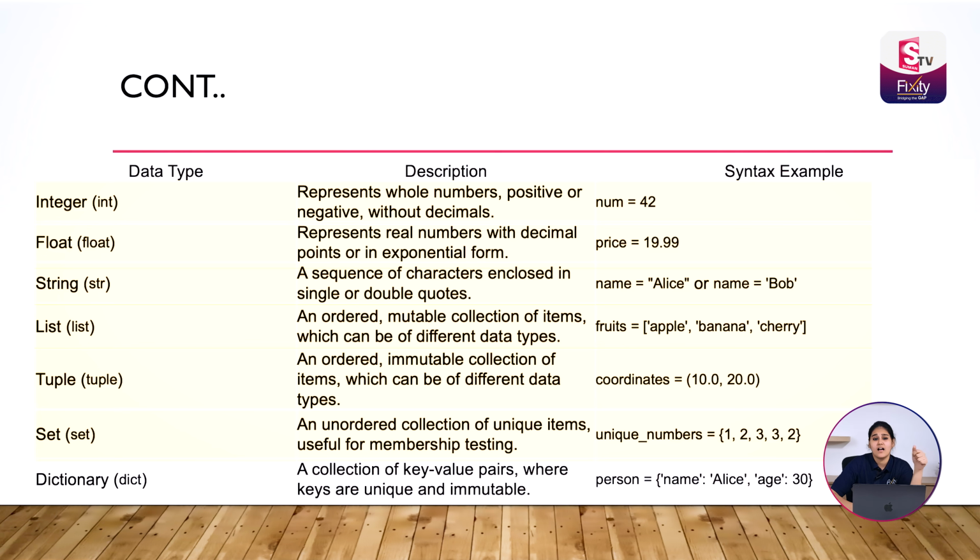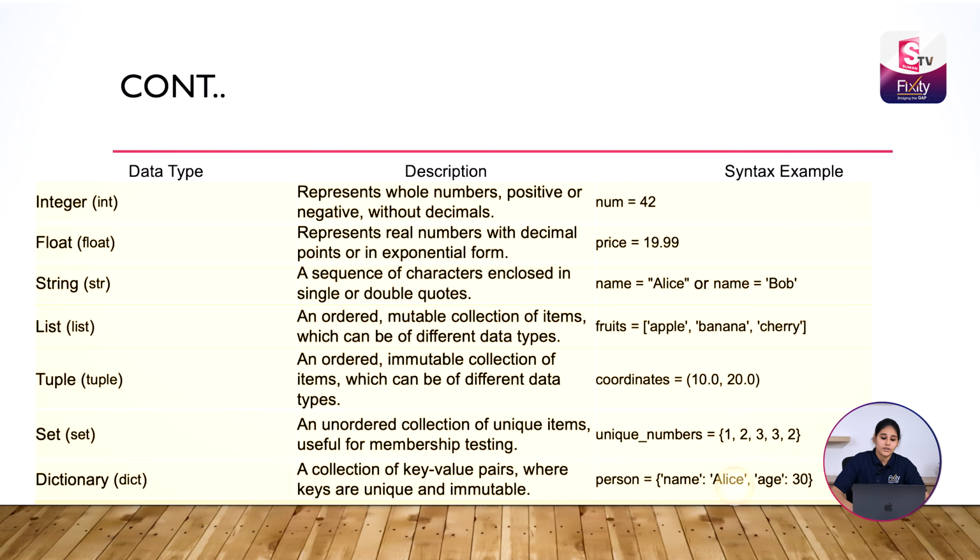And set. Set is an unordered collection of unique items. If we give 1, 1, 2, 3 and convert it to a set, it will only give 1, 2, 3 because it will not store duplicate values. And dictionary. A dictionary is a collection of key value pairs. Suppose here name is the key and Alice is the value, and here age is the key and 30 is the value.